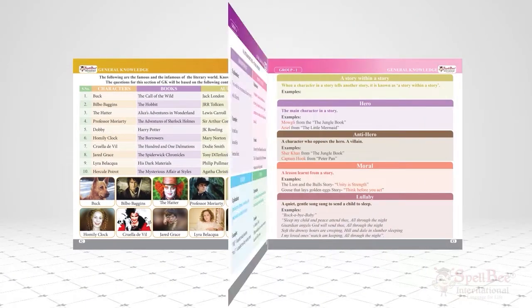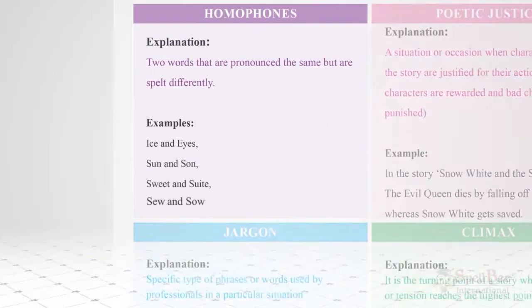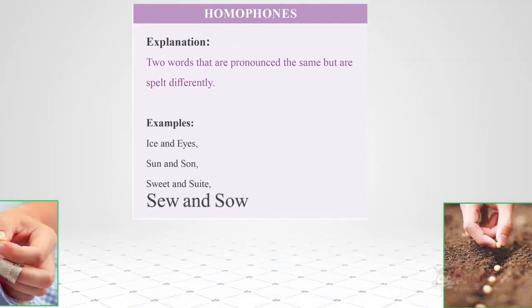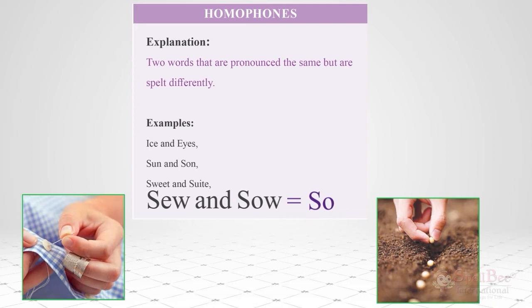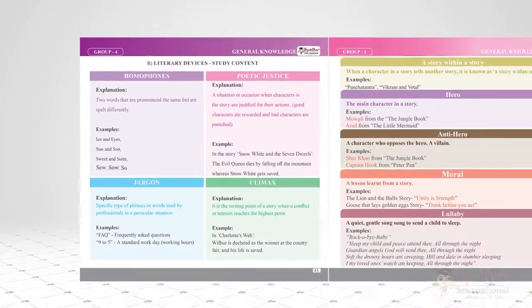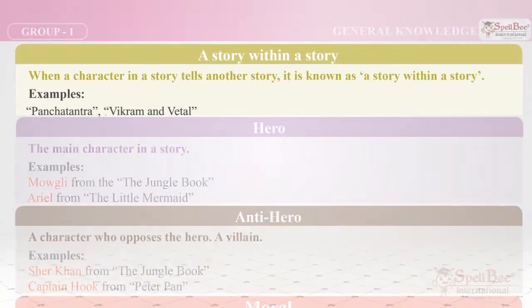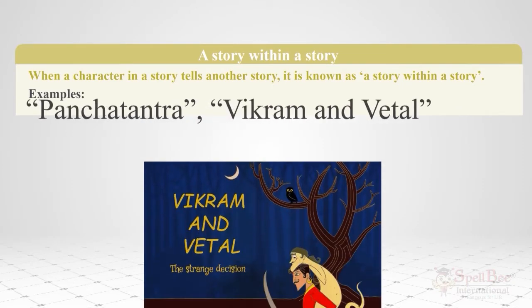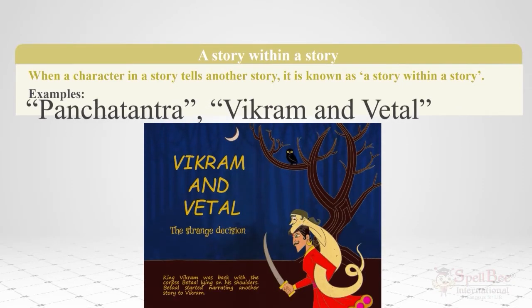Now we have literary devices. There are so many literary devices that will make you better writers. So let's just take one, homophones. Many people assume it's Sue. It's not Sue. Sue, so, sew are all pronounced the same way. It's so. In fact, all 3 are homophones. We have a story within a story, like the very famous Panchatantra and Vikram and Vetal, where you have stories within story.